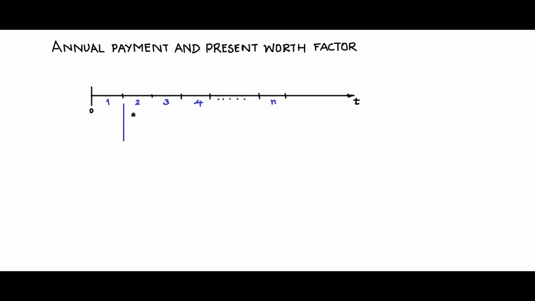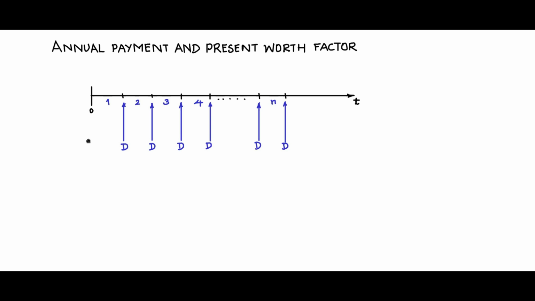Now at the end of every year, I am going to pay an amount D. At the end of the second year, pay an amount D. Third year, you pay an amount D. At the end of the fourth year, similarly. So till the end of the nth year, you are paying the same amount D.